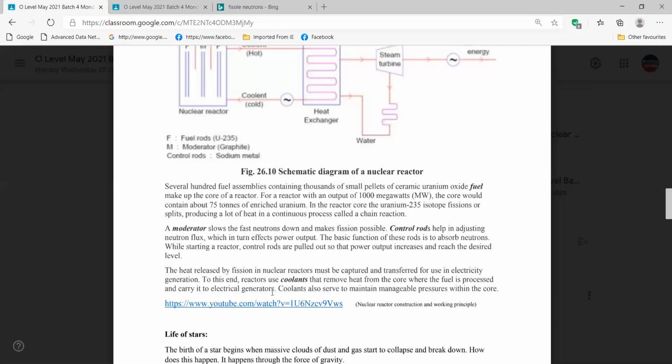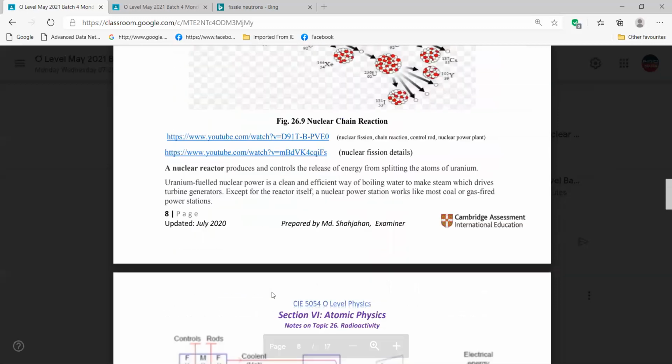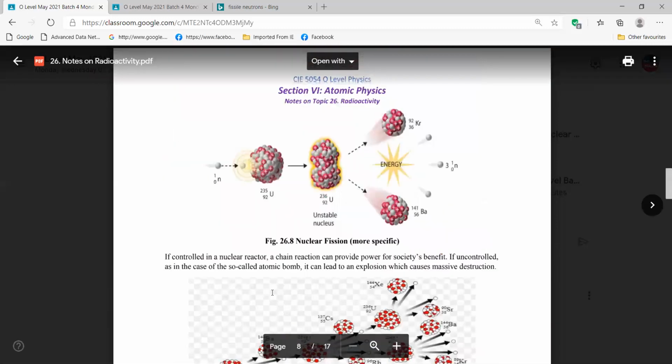Coolant also serves to maintain manageable pressure within the core. That one is not necessary. Okay, it's also available in your notes.